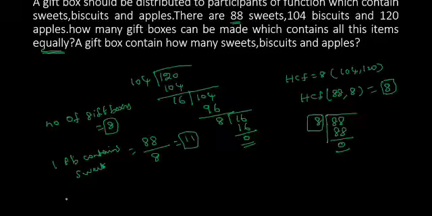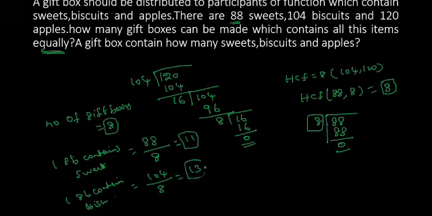Now one gift box contains biscuits. How many biscuits can it contain? There are 104 biscuits and 8 gift boxes. So I can have 13 biscuits in one gift box.